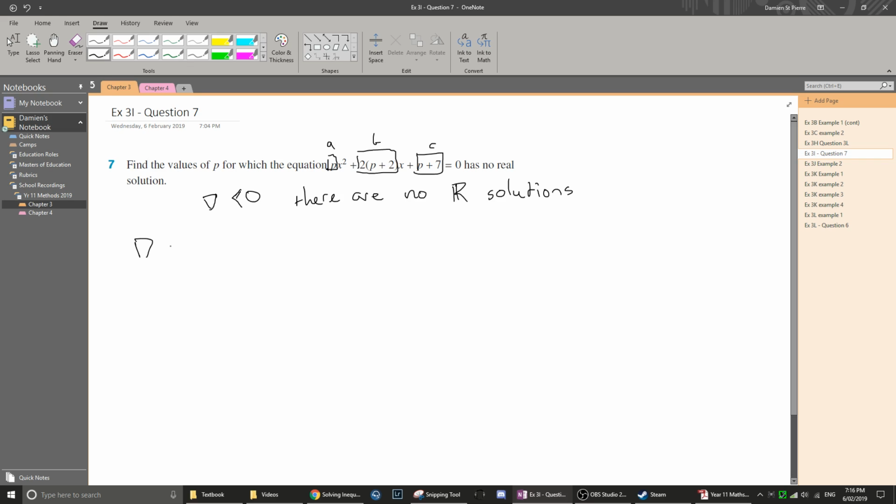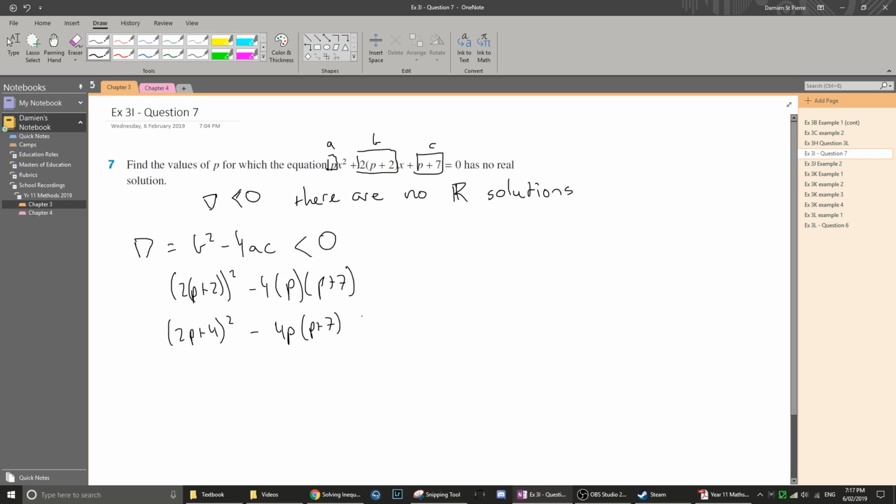We know our discriminant is equal to b squared minus 4ac, and we need all of that to be less than 0. So all we're going to do is substitute our values in and then solve this inequality for p to find out what p needs to be. So let's get going with that. So we've got 2p plus 2 all squared minus 4 by p plus 7. So we get 2p plus 4 all squared minus 4p, p plus 7, all less than 0.